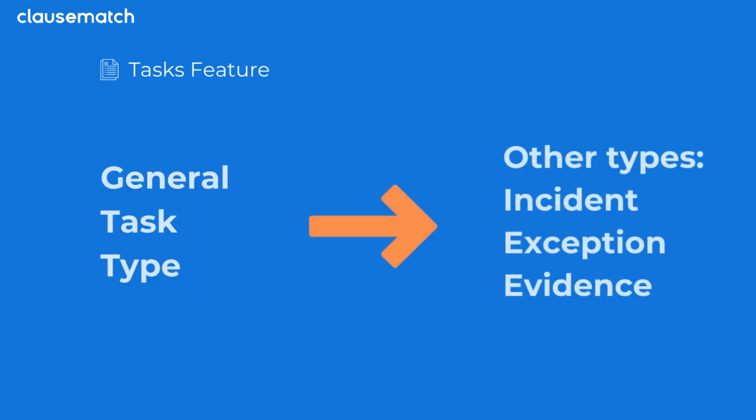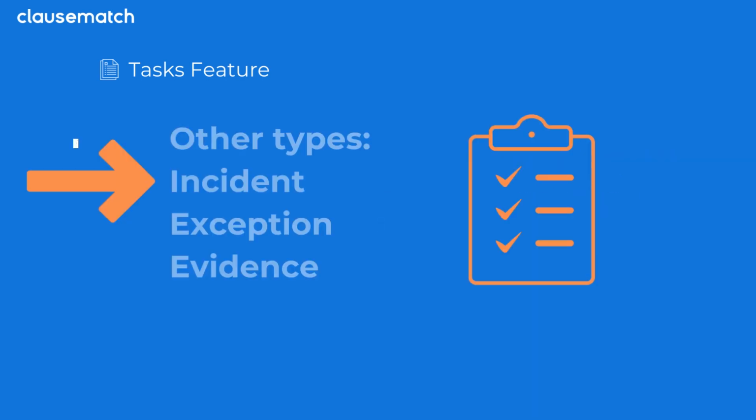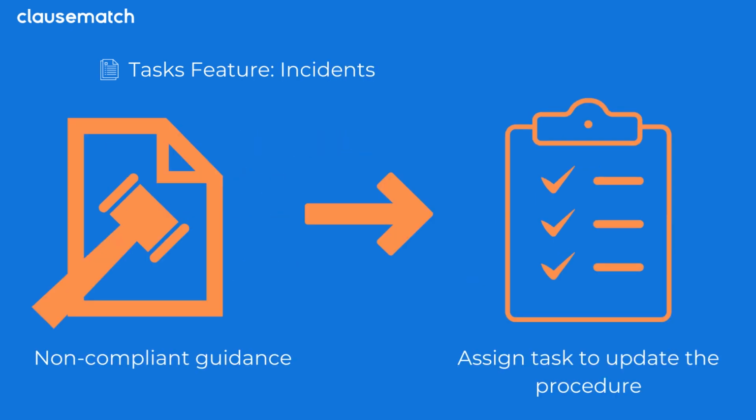We've seen a general type task example, so let's run through the other 3 types in the context of the health and safety policy. To start with, we have incidents. This type deals with actions related to incidents of non-compliance. For example, if someone gives non-compliant guidance on using protective equipment because of an outdated procedure, you could assign a task to update that procedure.